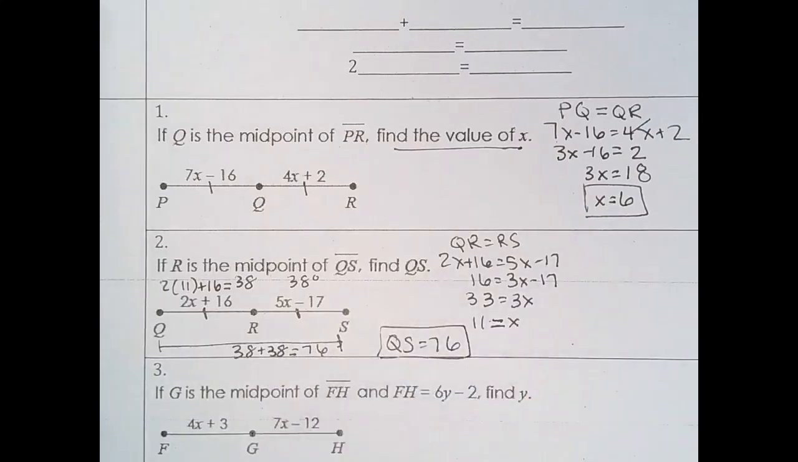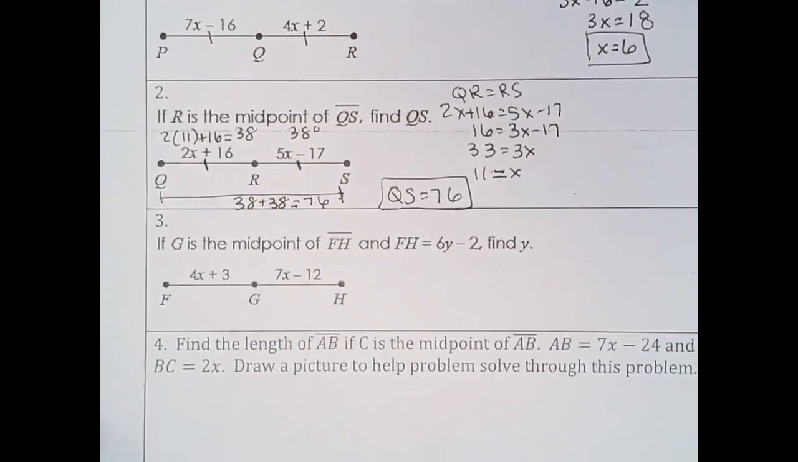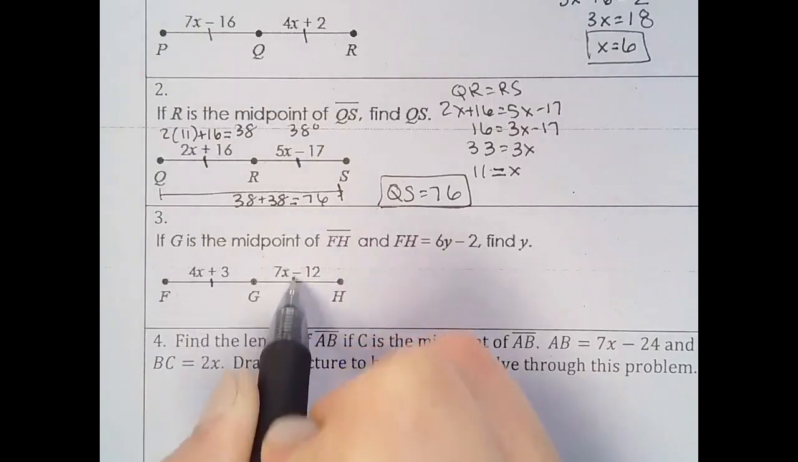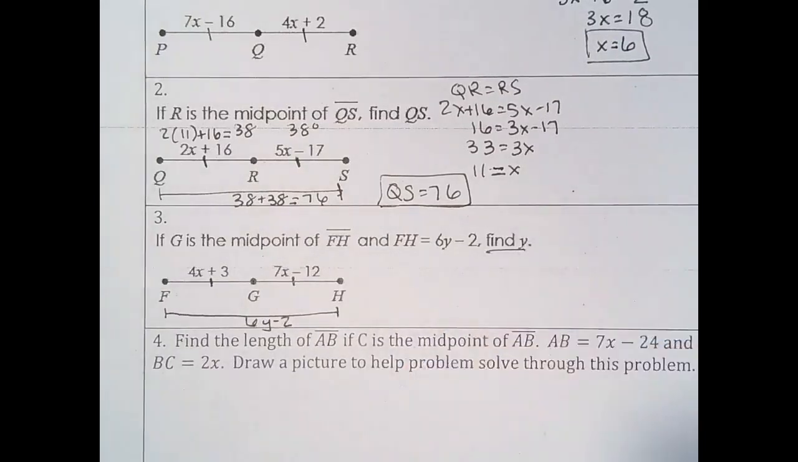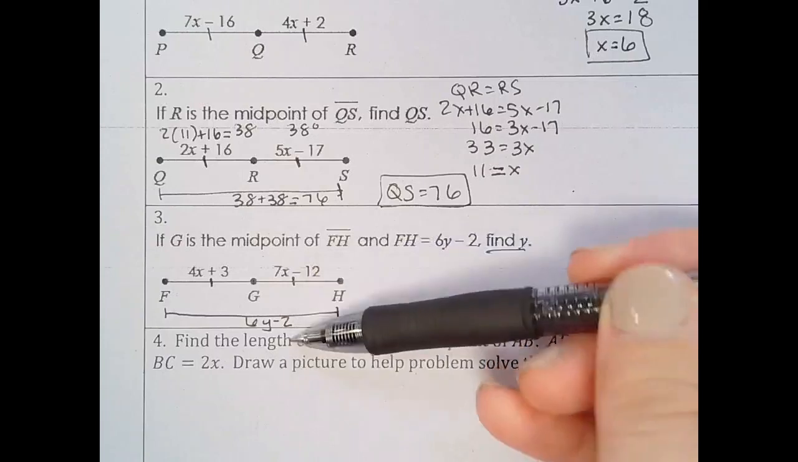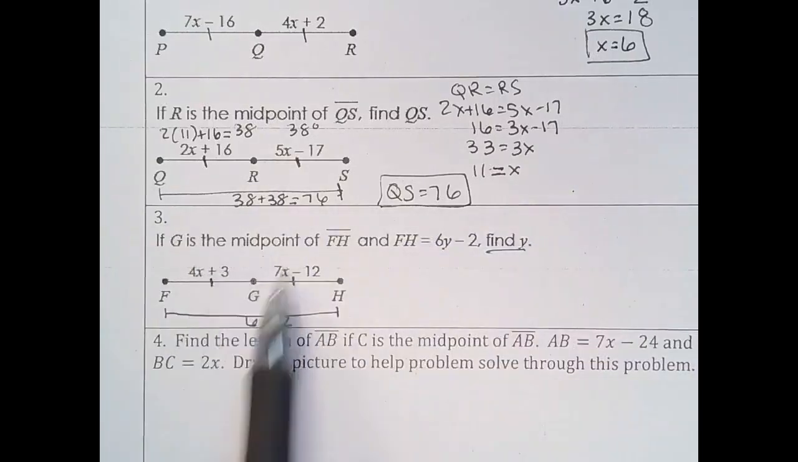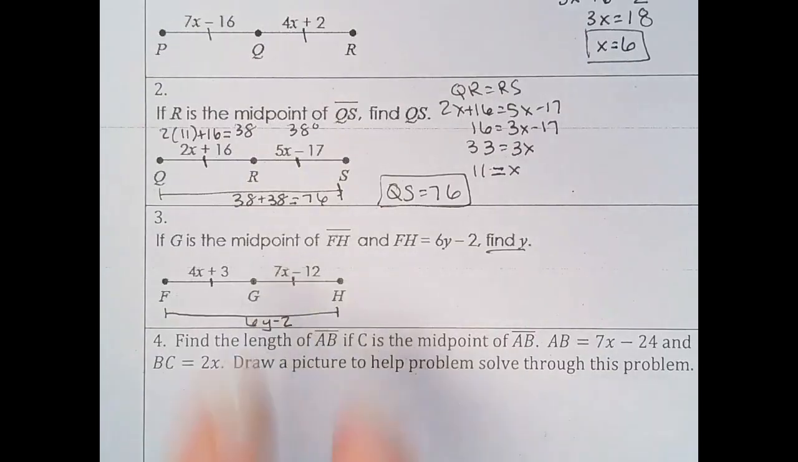Number 3, if G is the midpoint of FH, and FH is 6y minus 2, find y. So these two pieces are congruent. F to H is 6y minus 2, find y. All right, well, I've got an issue here because I've got x's and y's. So I can't relate these two to the whole yet because they have different variables, and I'm not setting up systems of equations. Starting with what I do know, I know that these two pieces are congruent. So I'm going to start with FG equals GH.